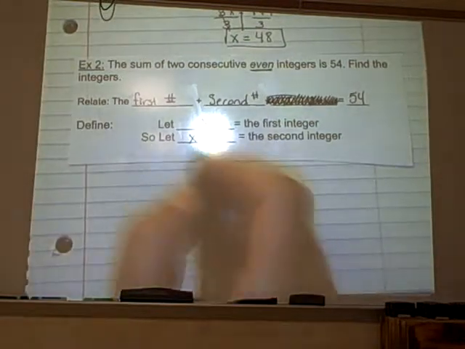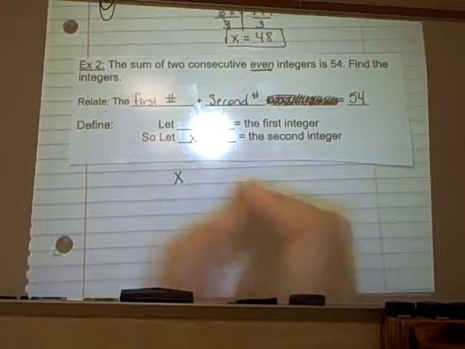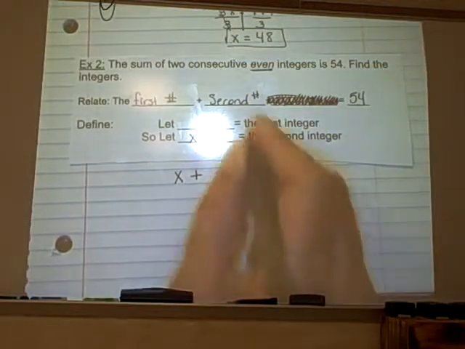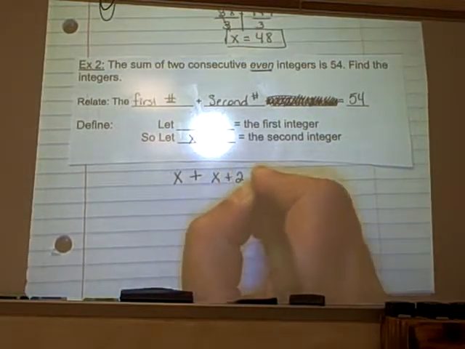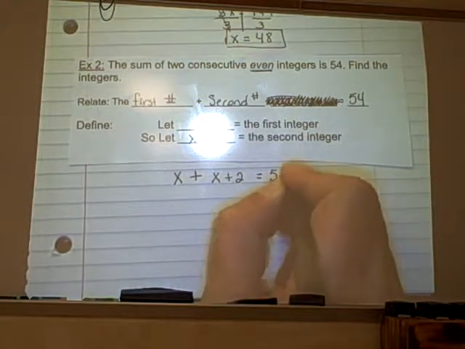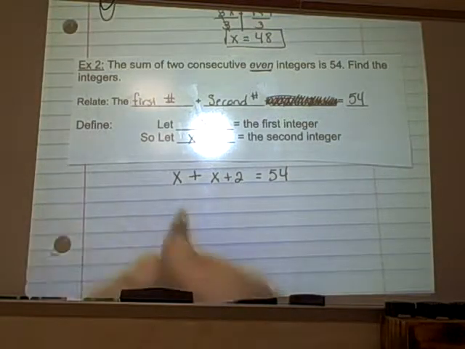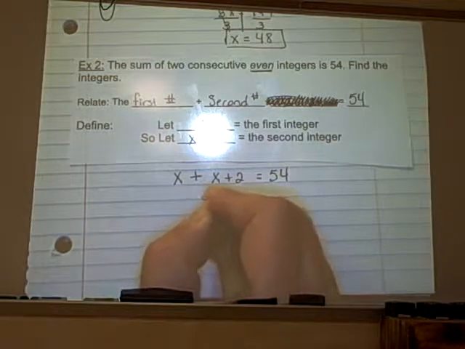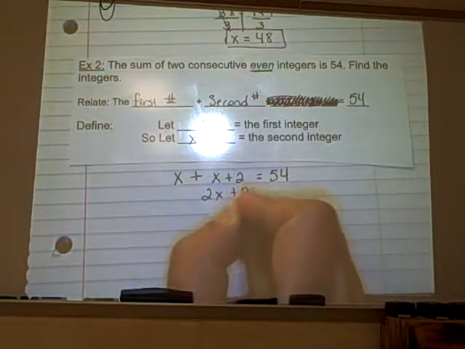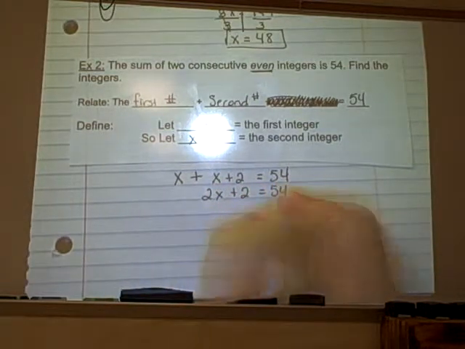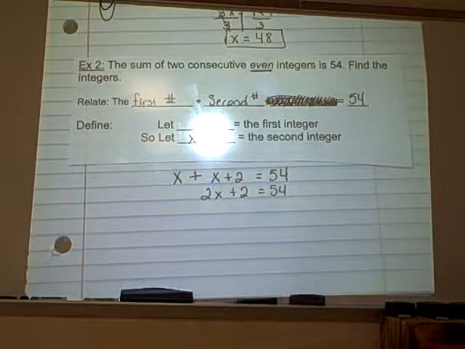Okay, so now let's plug these in. So we have x, the first number, plus x plus 2, the second number, has to equal 54. And how do I solve that? You combine like terms. x plus x is 2x, plus that little 2 equals 54. And now you should be able to solve.